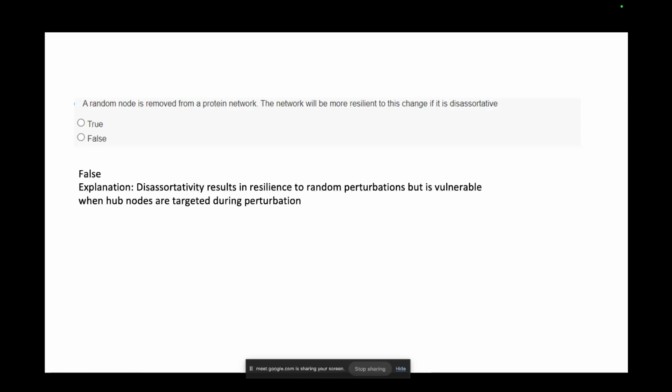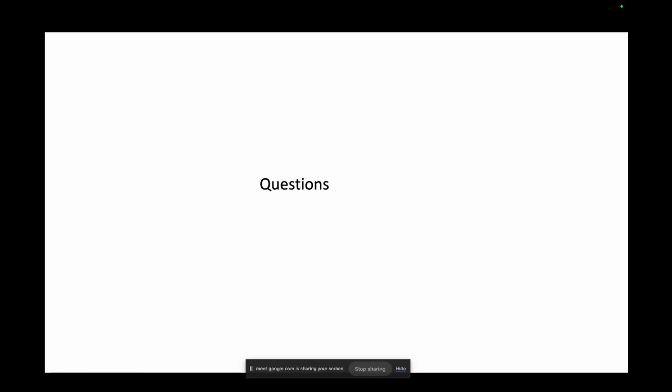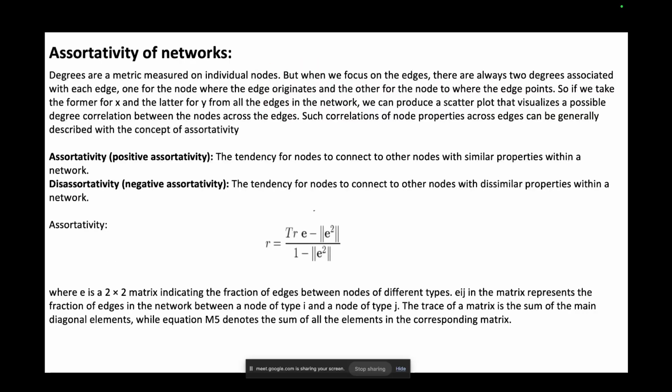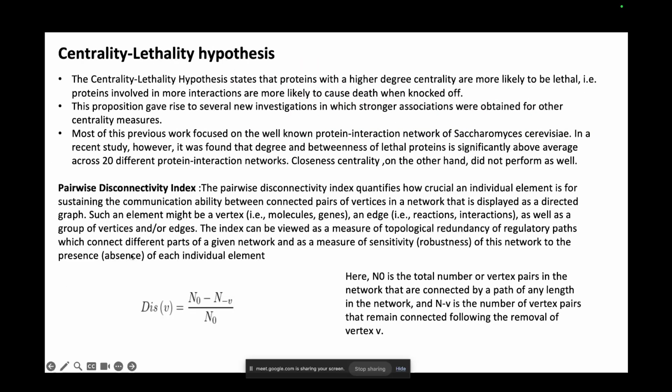No, it's actually, if you go back to the dissortativity definition. Yeah. So dissortativity is given by this formula, n naught minus n v by n naught. So n v is the number of vertex pairs that remain connected following the removal of vertex v. So higher is your dissortativity, the less resilient is your network.